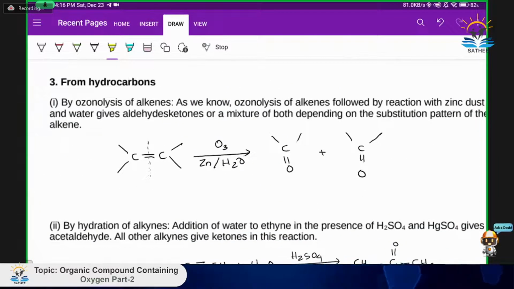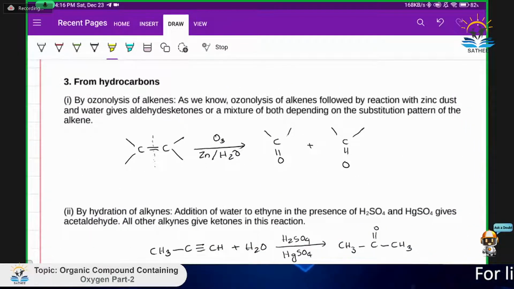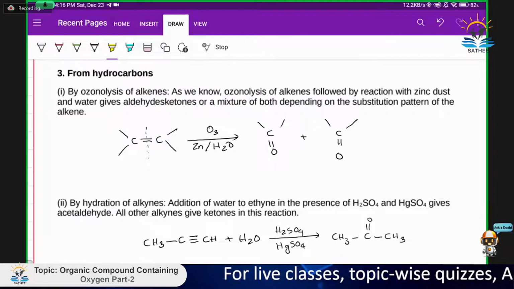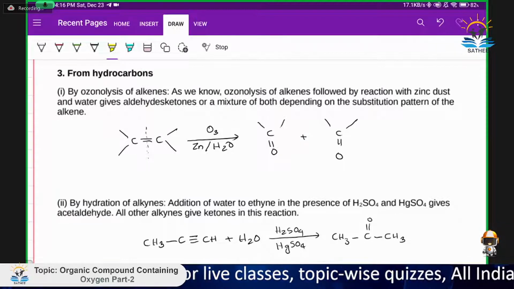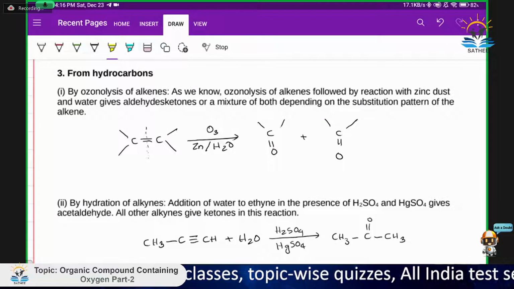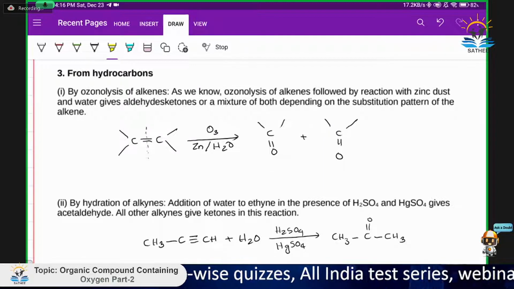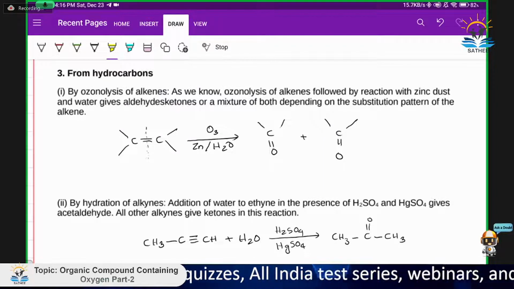And third method is from hydrocarbons. So first one is what? Ozonolysis of alkenes. As we know, ozonolysis of alkenes followed by reaction with zinc dust and water gives aldehydes, ketones, or a mixture of both, depending on the substitution pattern of the alkene.